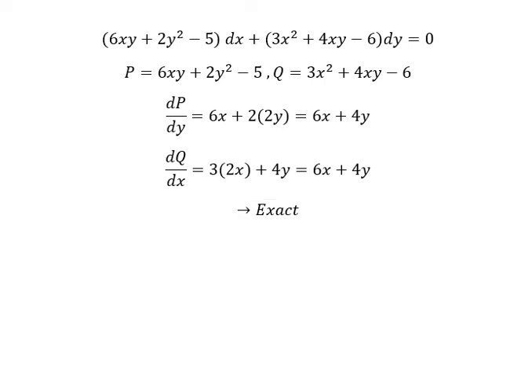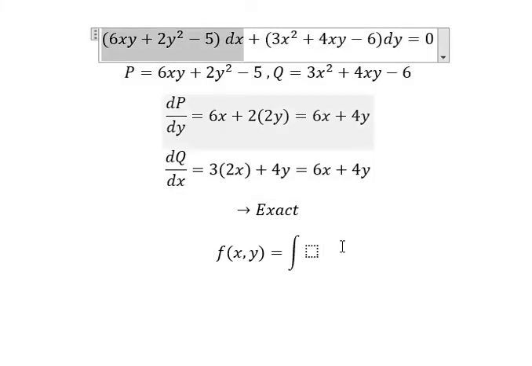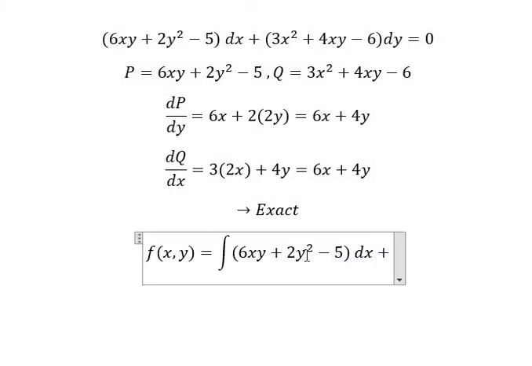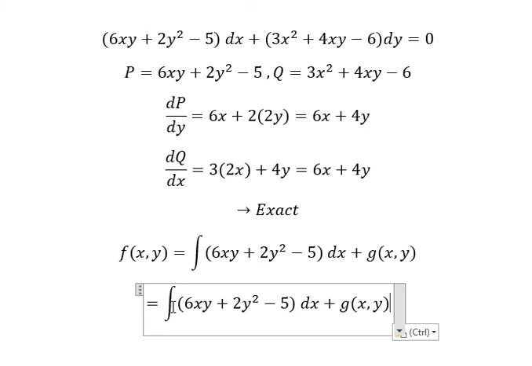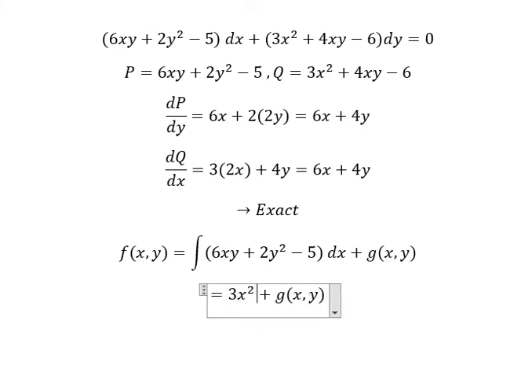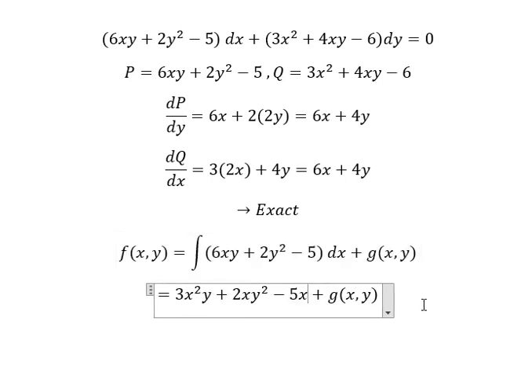Now we need to set up the function f(x,y). f(x,y) equals the integration, so I will select this one, plus 3xy. So the integration of 6x, we have 3x squared y. This one we don't have s, so you got 2xy squared. This one, the integration of number 5, we have 5x.